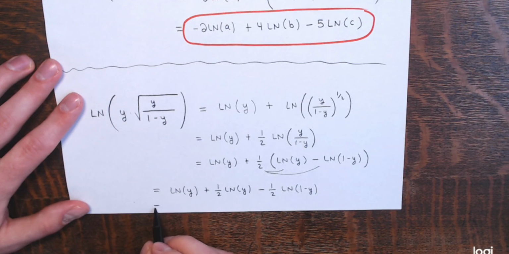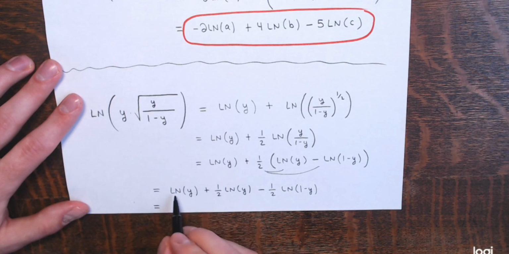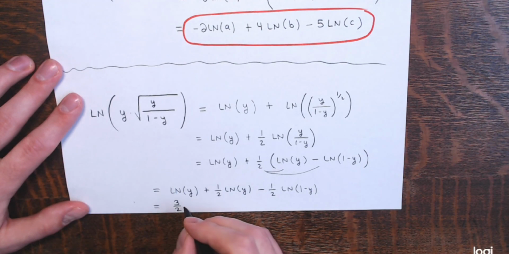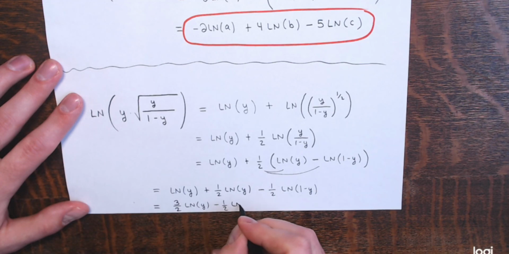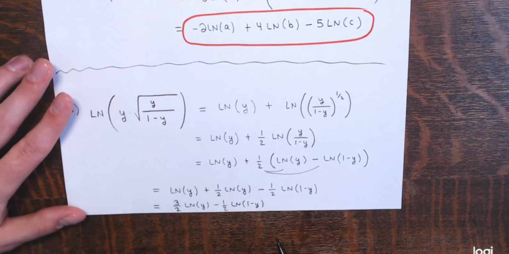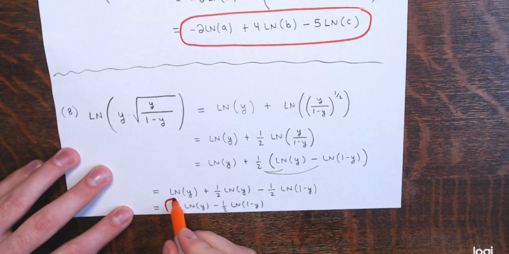You see this has natural log of y, this has natural log of y, so you can combine them. 1 plus a half is 3 halves. 1 1/2, 1.5. So I have 3 halves times the natural log of y, and then minus the 1/2 times the natural log of 1 minus y. And that is as expanded and simplified as that expression can get.